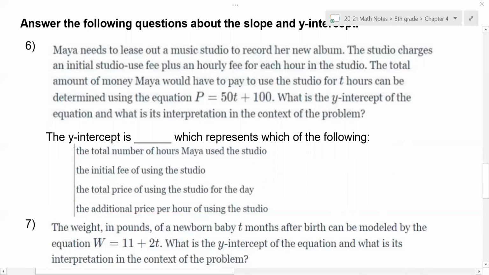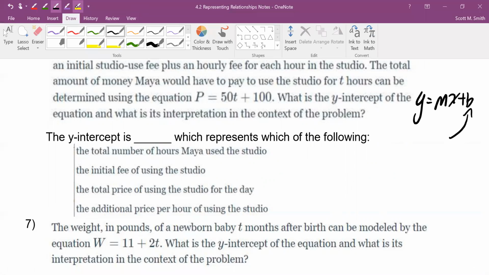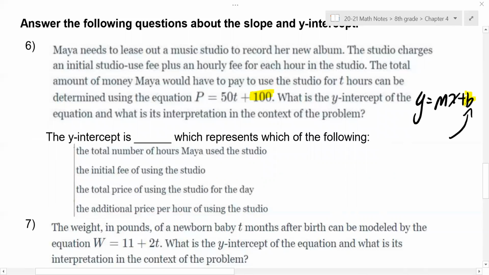What is the y-intercept? So the y-intercept, remember, is the b. What is the y-intercept of the equation, and what is its interpretation in the context of the problem? So if I wanted to figure out what is the y-intercept, I have to recognize that that is going to be the constant there.